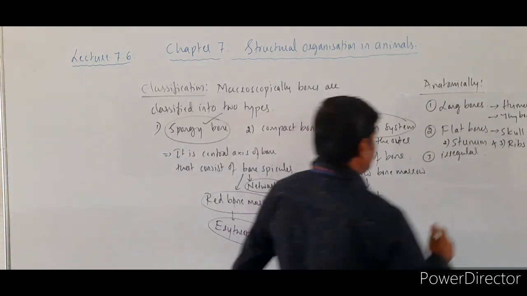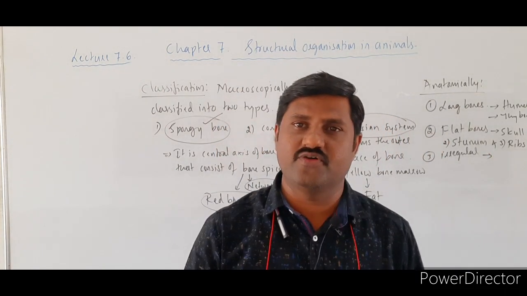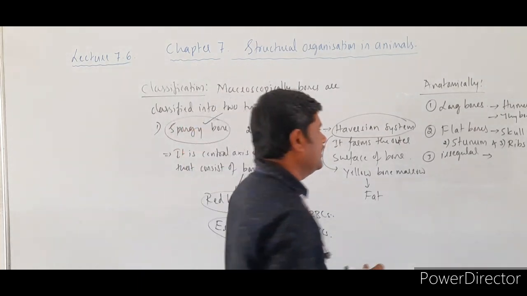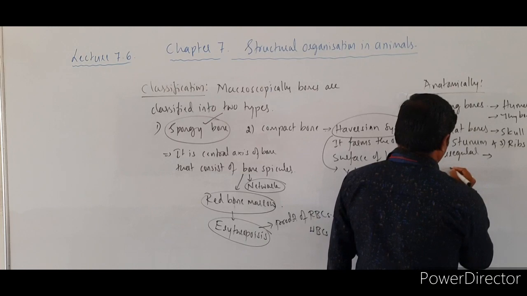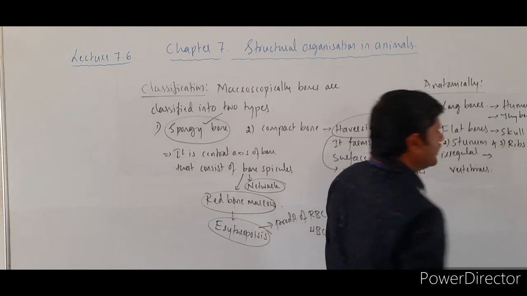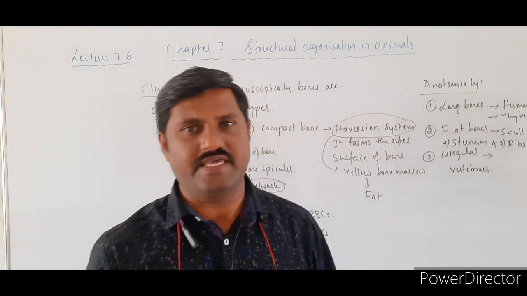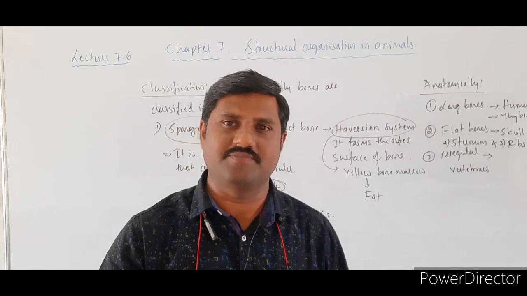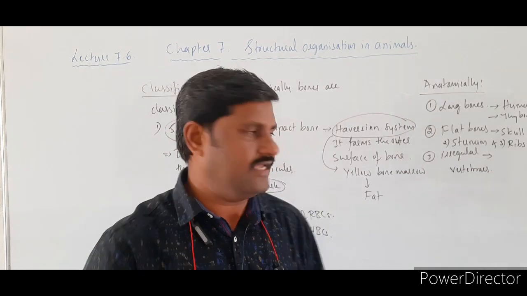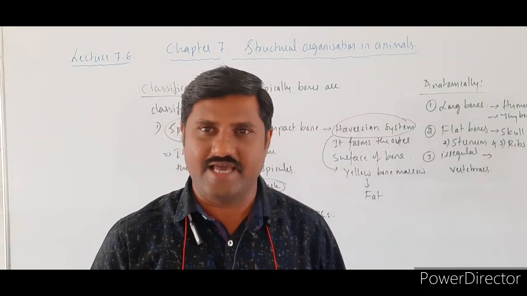Next, irregular bones. The vertebrae, as they form the vertebral column, are irregular bones. So like this, anatomically we classify the bones into three types: long bones, flat bones, as well as irregular bones.